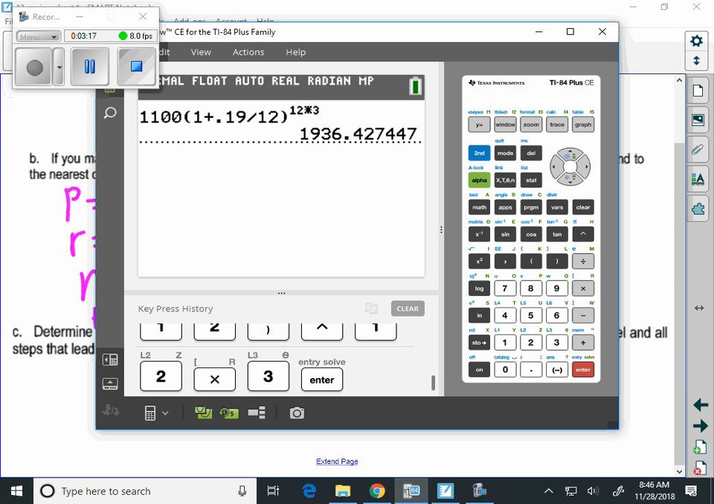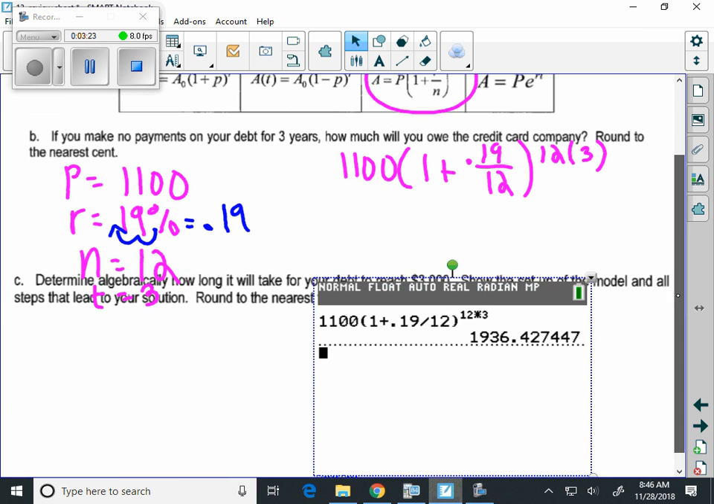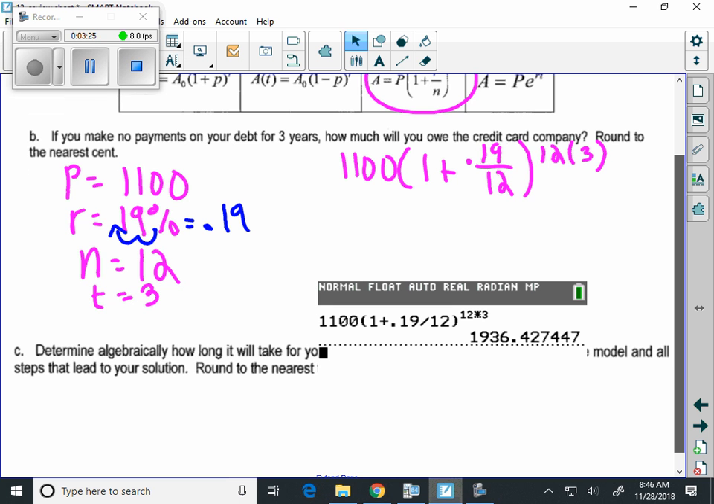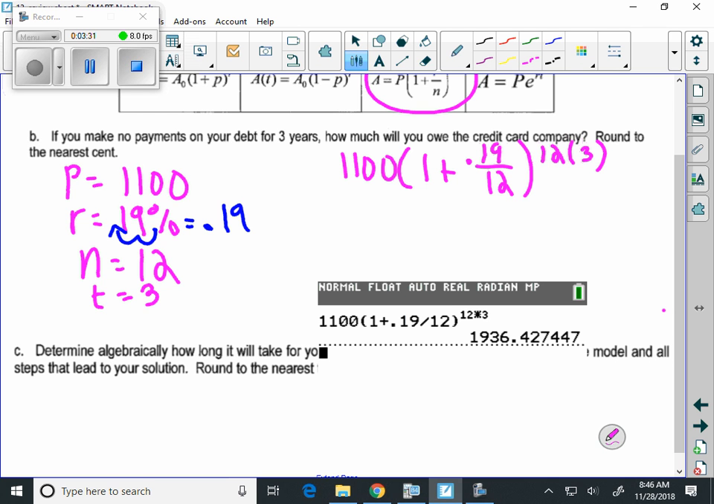And when we hit enter, we get our number here, and we're going to round to the nearest cent for this one. So in 3 years, what's going to happen is that we are going to owe $1,936. When we round, we're going to look at the 7, which is going to round that to 3.